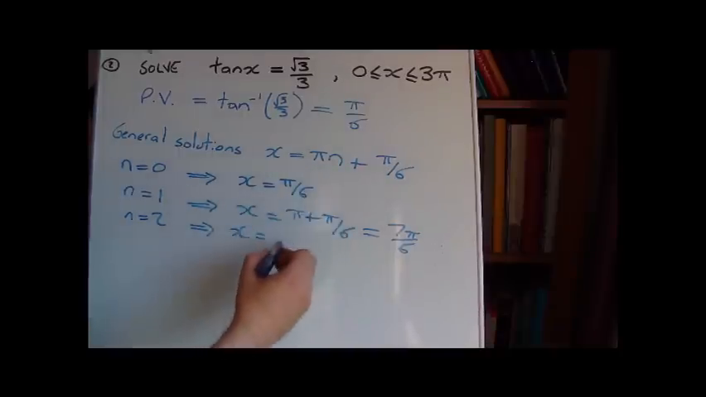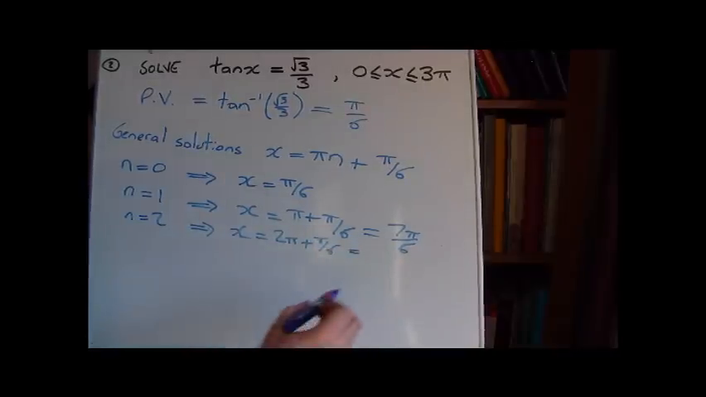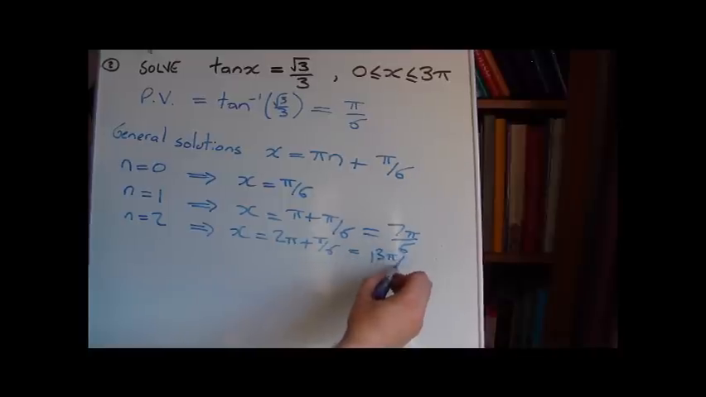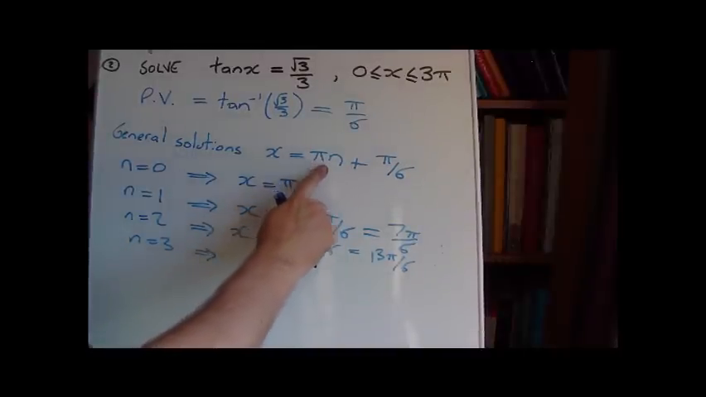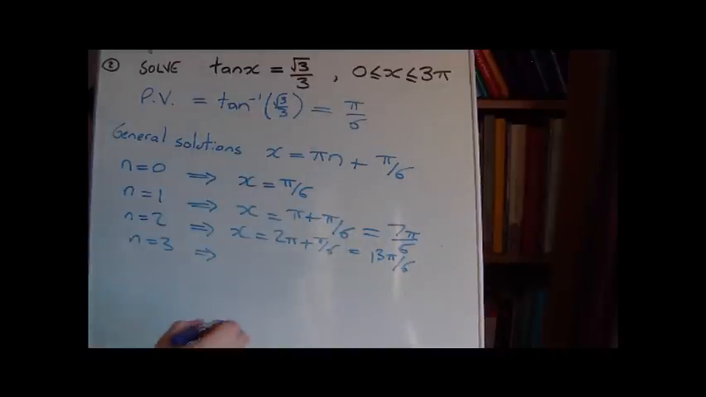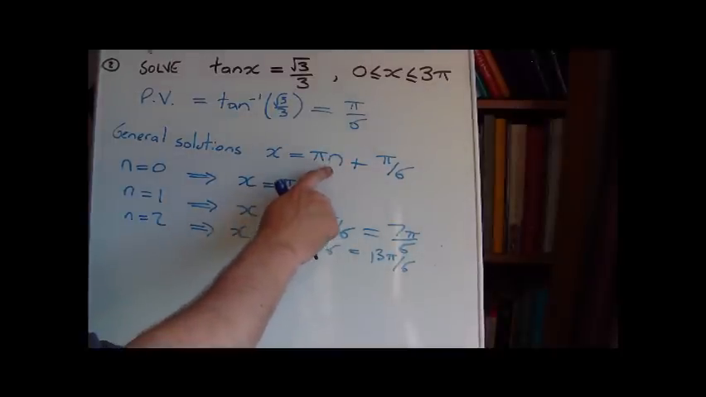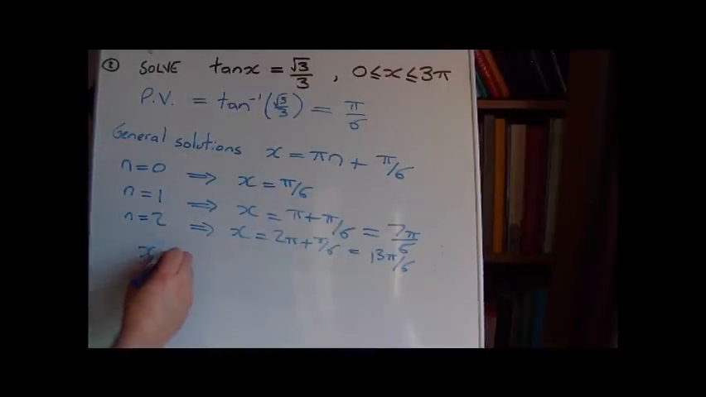If we try n equals 2, that's going to give us 2 pi plus pi/6, and that's equal to 13 pi/6. If we try n as 3, well, that's going to give me 3 pi plus pi/6. That's bigger than the upper limit, so I don't need to do that. If I was to try -1, that will give me minus pi plus pi/6, and that's smaller than the lower limit of this interval. So that means we found all of the solutions.